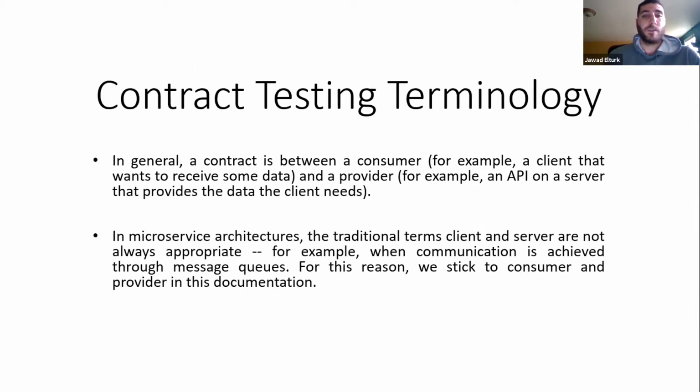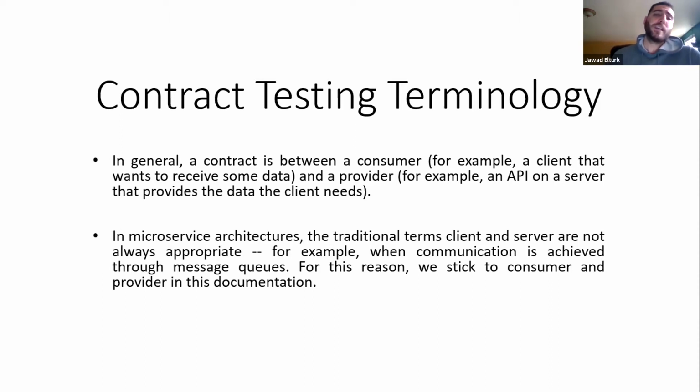All right. Okay, so terminologies here. In general, a contract is between a consumer, for example, a client that wants to receive some data, and a provider, for example, an API on a server that provides the data the client needs. And here it can be any two applications. It can be a back end and front end. Today, we will be focusing on just Spring Boot again, so you will see both the consumer and provider written in Java and Spring Boot.